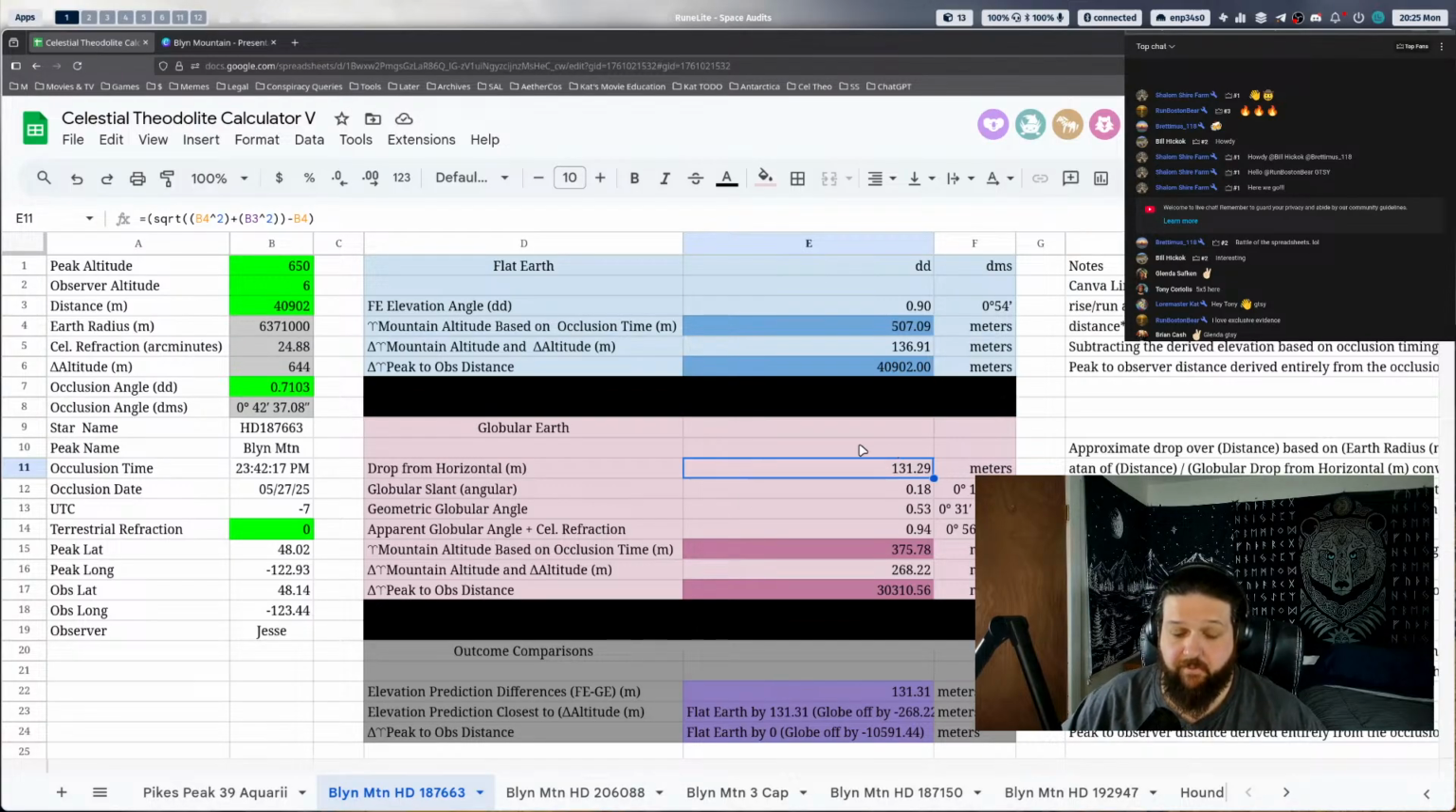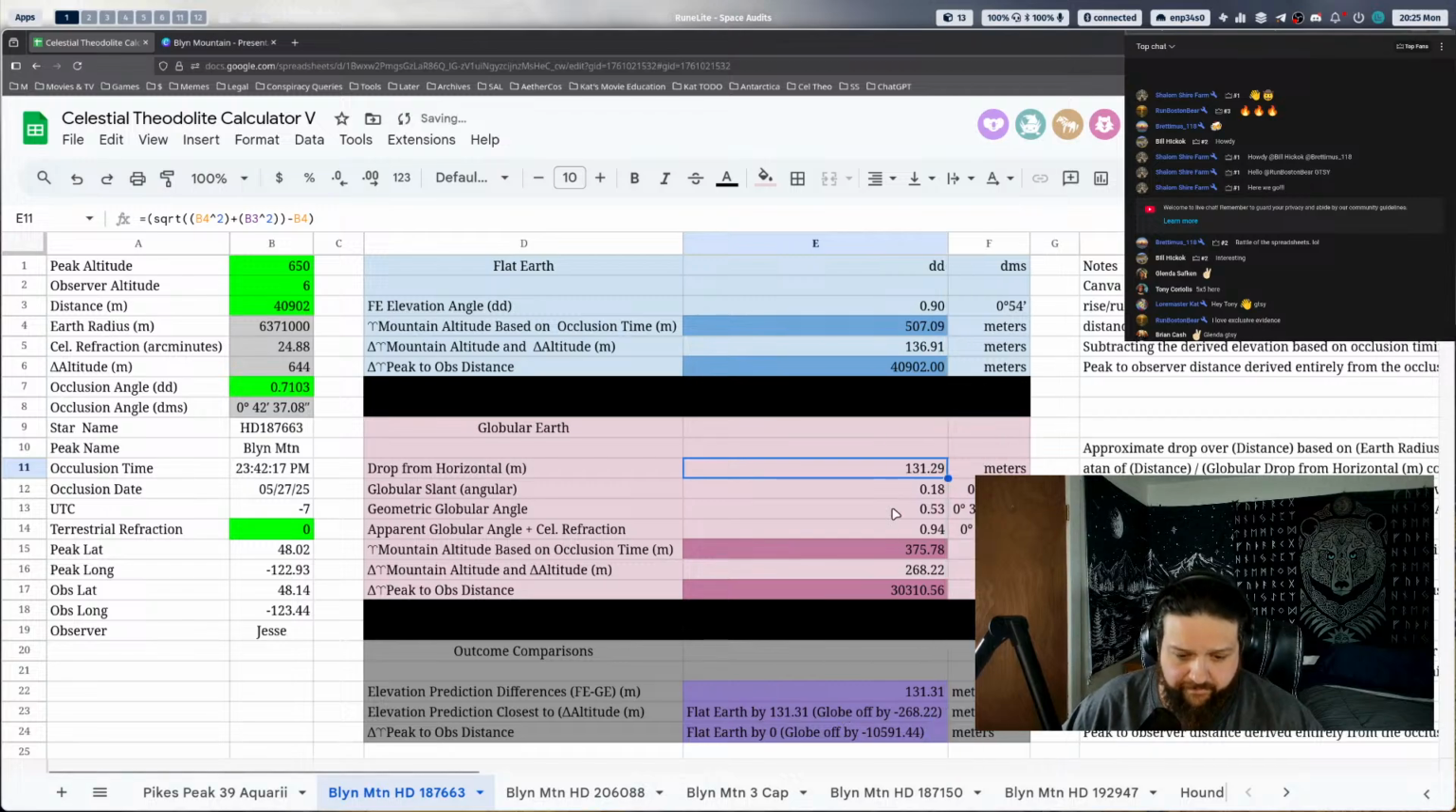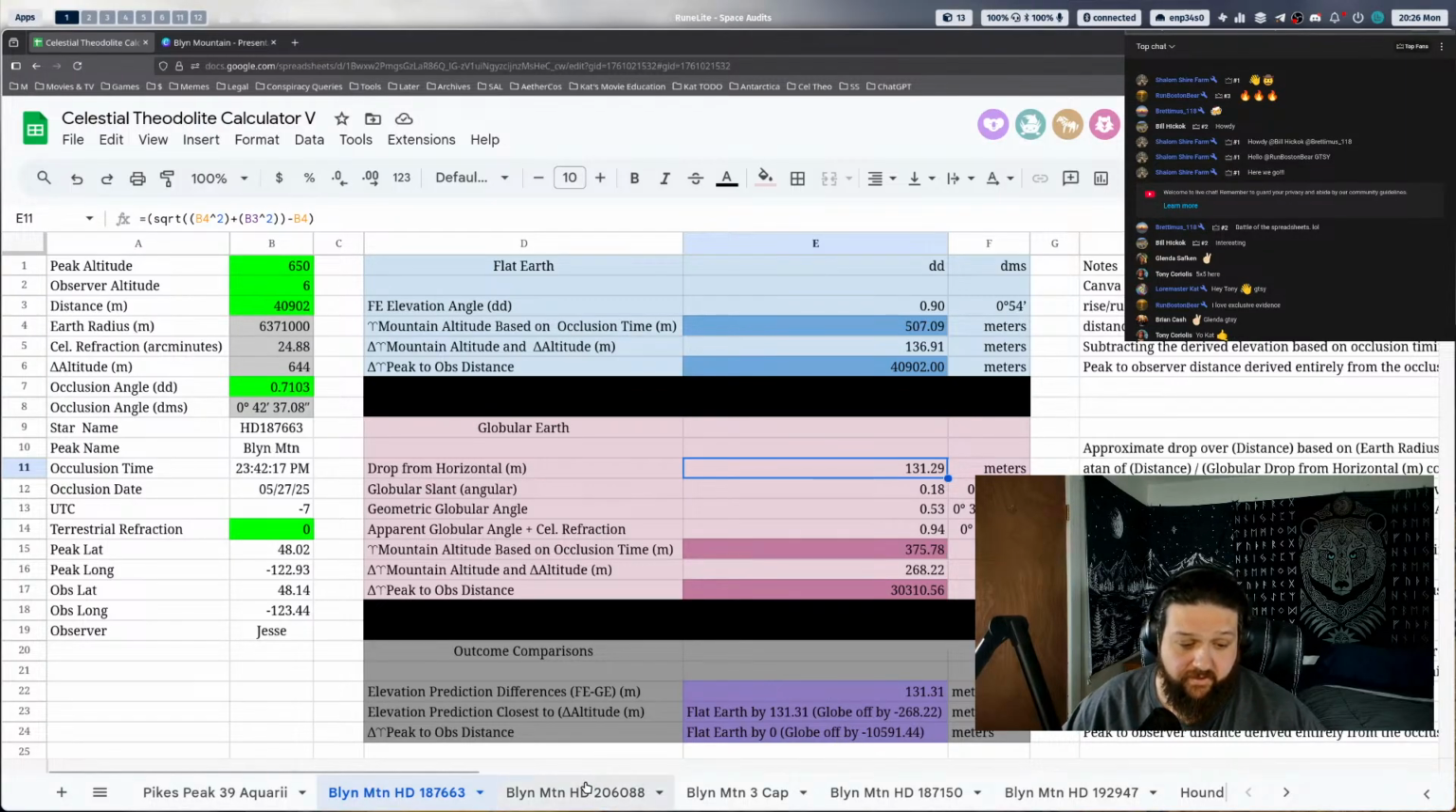That's supposedly straw manning. Guys, they're straw manning the globe while simultaneously predicting the globe drop. And that's exactly how much the globe is off based off of the occlusion time. Anyway, so we have here the analysis at the bottom. The globe Earth is off by 268. Flat Earth is closer in the elevation by 130 or 131, and in distance we're dead on. The globe's off by 10,000 meters.